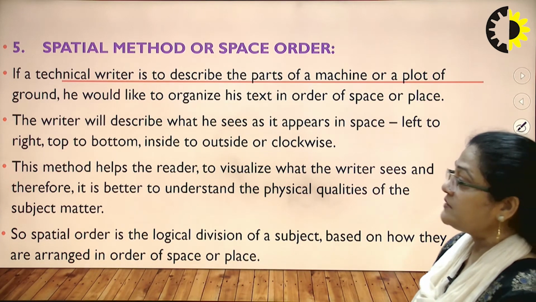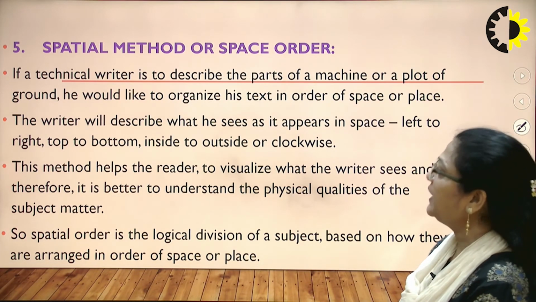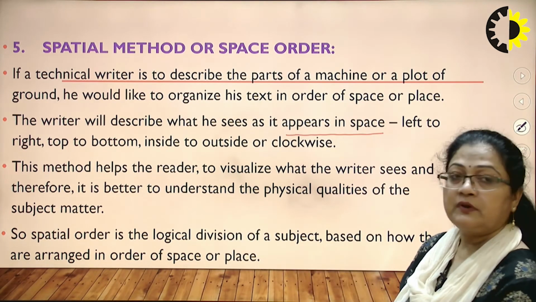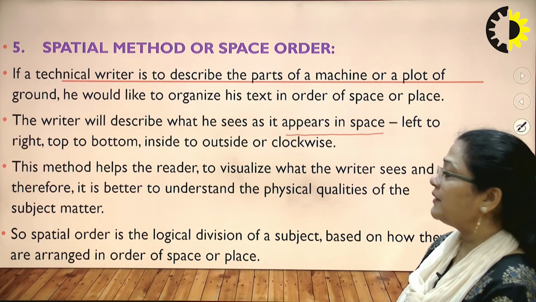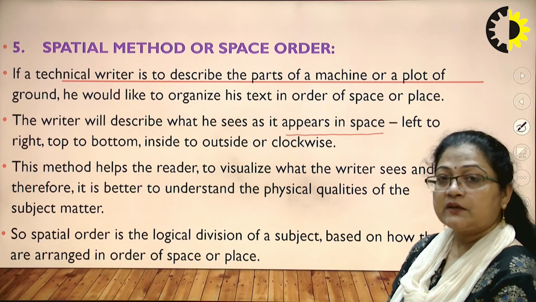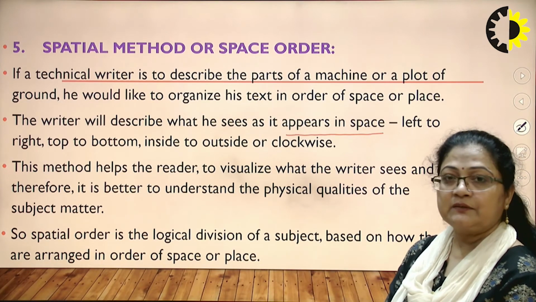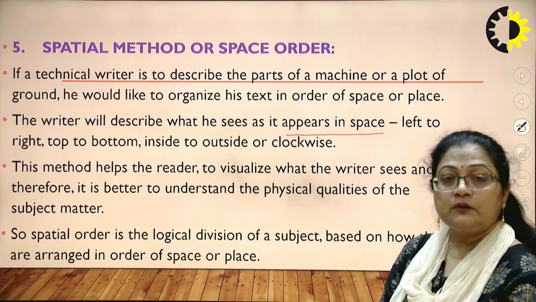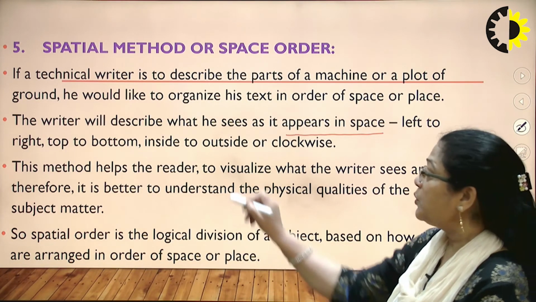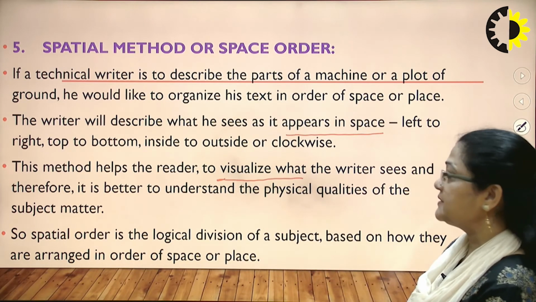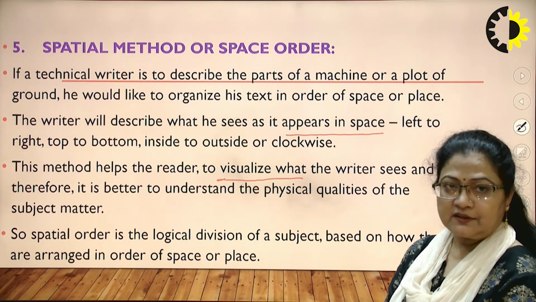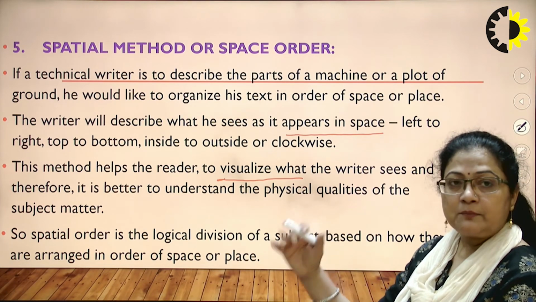Okay. So, the writer will describe what he sees as it appears in space, okay, left to right, top to bottom, inside to outside, or clockwise, anti-clockwise. Okay. If you have to describe the structure of a building, or you have to describe the arrangement of things in your closet, you will use this spatial method. And this method helps the reader to visualize what the writer sees, means along with the writer, the reader is able to visualize the things with the help of this spatial method writing.